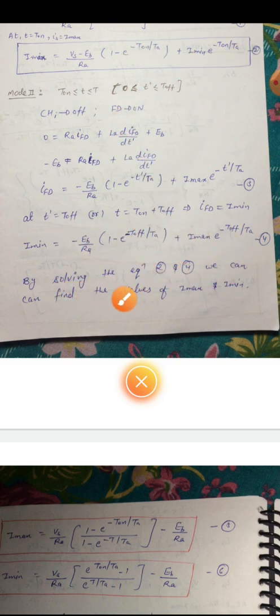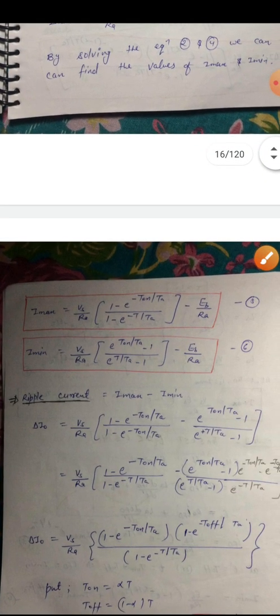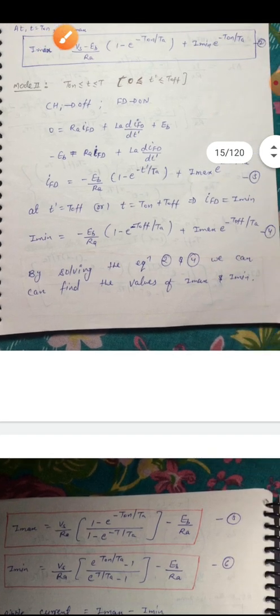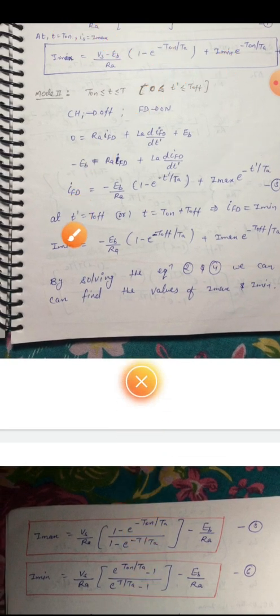By solving the second and fourth equations, we can find the values of I max and I minimum. You have I max over here and I minimum over here, and I max over here and I minimum over here. So you have two equations and two unknowns, so you can find those two unknowns, which are I max and I minimum.